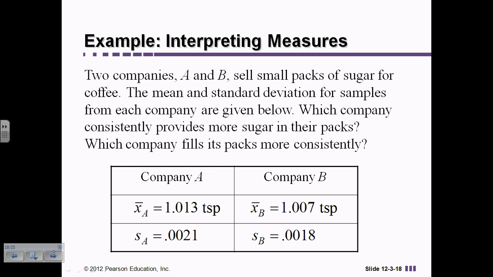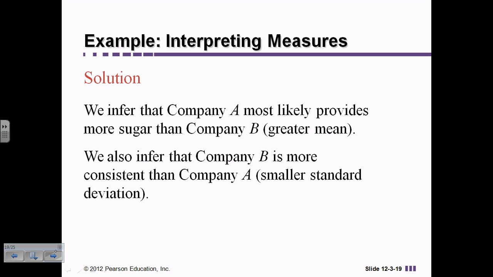So when you're comparing this information and you want to know which company is more consistent, you would say that company A provides more sugar than company B. They have a larger mean. But that's not necessarily a good thing. If you're trying to get a 1 teaspoon packet, then company B was doing a better job. And we're going to say that company B is more consistent than company A because they have the smaller deviation.